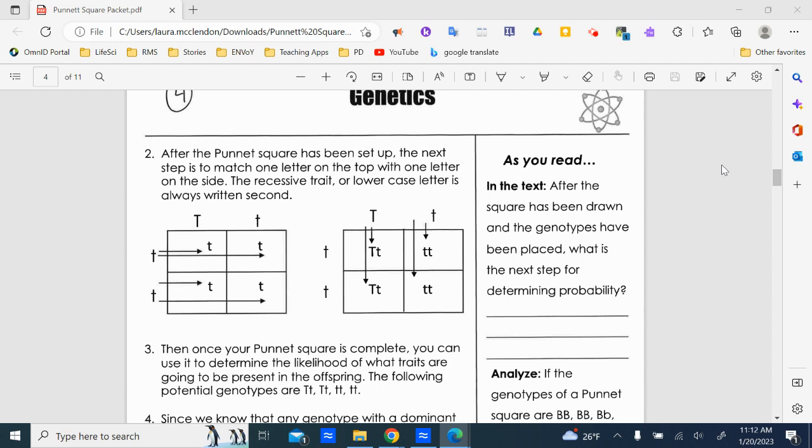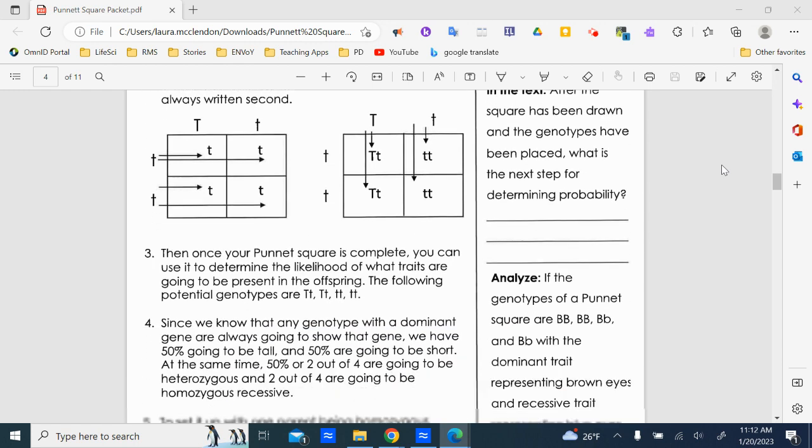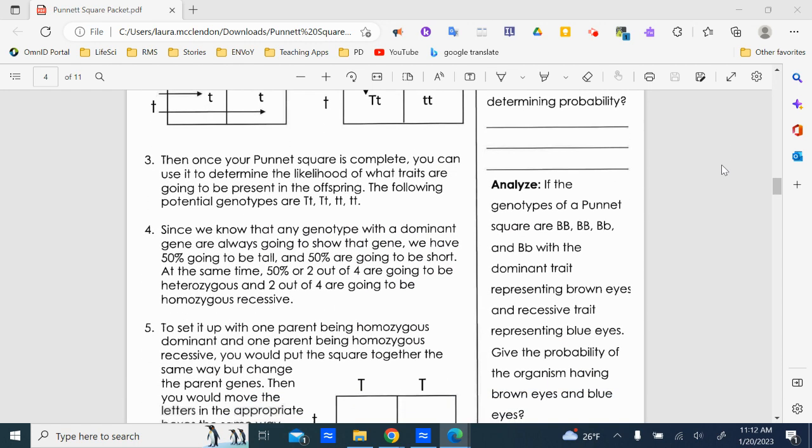Step 2. After the Punnett square has been set up, the next step is to match one letter on the top with one letter on the side. The recessive trait, or the lowercase, is always written second. Step 3. Then use your Punnett square. Once your Punnett square is complete, you can use it to determine the likelihood of what traits are going to be present in the offspring.